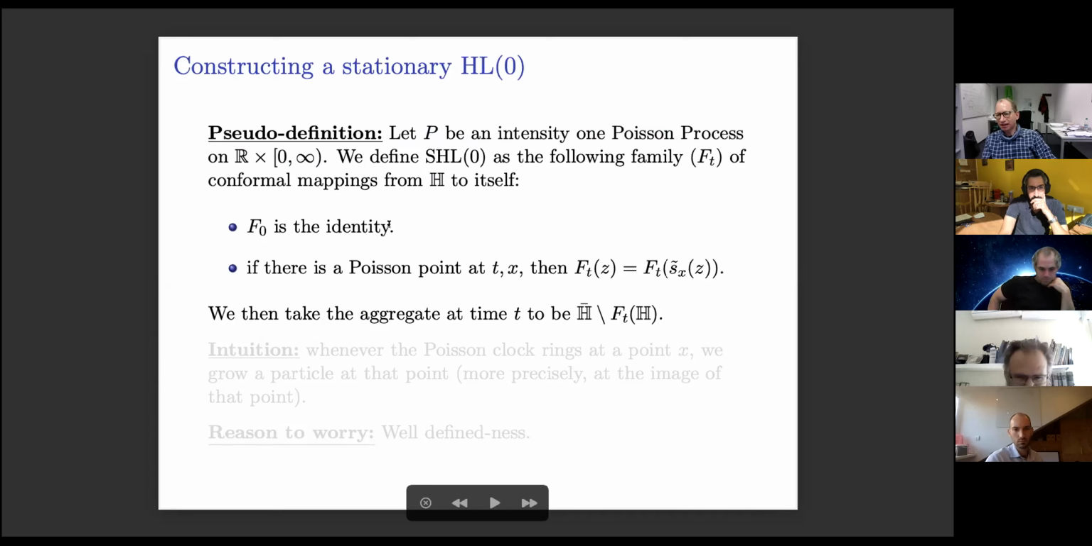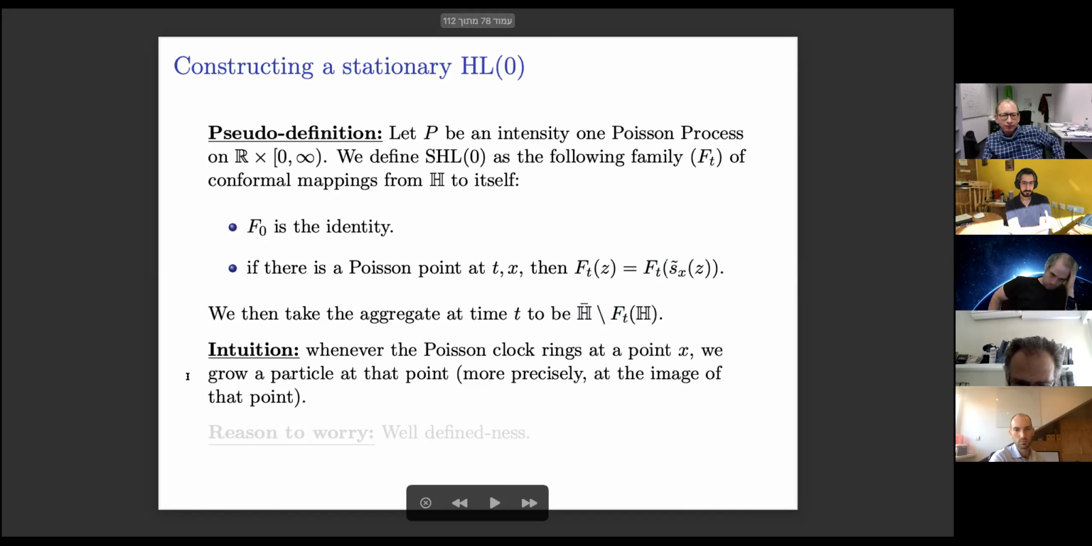So we start with the identity. So we start with a function that just takes the half plane to itself. And then if there is an arrival at time t at the point x, then we want f_t(z), okay, here there's a mistake, it's not f_t, it's f_t minus. We want the function at time t, at the point z, to be f_t minus, so what happened just before time t, but applied not to z, but to s tilde of z. And what's that going to do? It's going again to grow a little slit at the point f_t minus of z. And then the aggregate is H minus f_t of H.